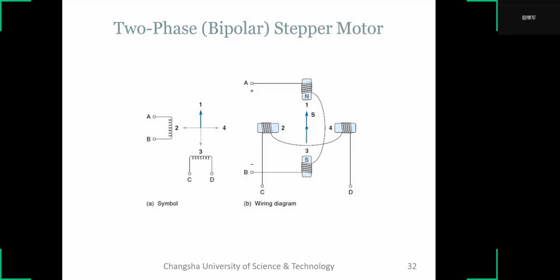This is a two-phase, bipolar step motor. There are two coils. This coil produces a magnetic field, and another magnetic field is produced by these coils.